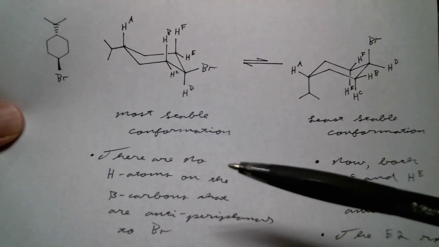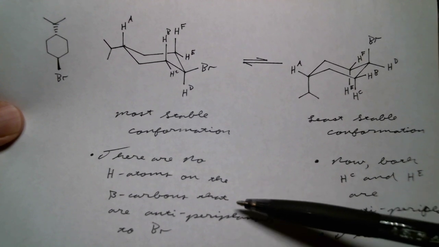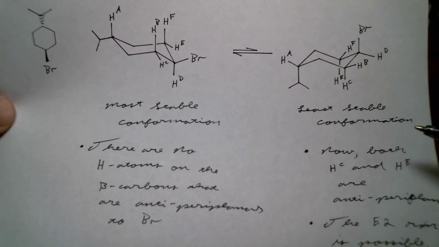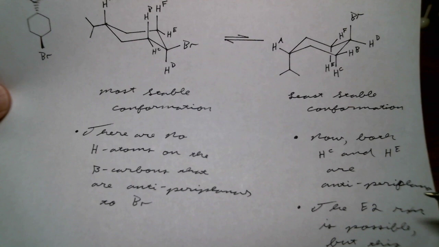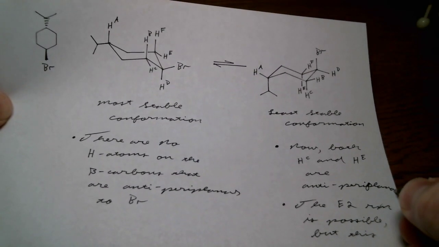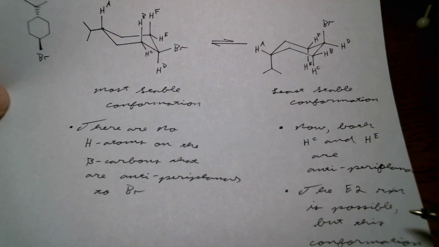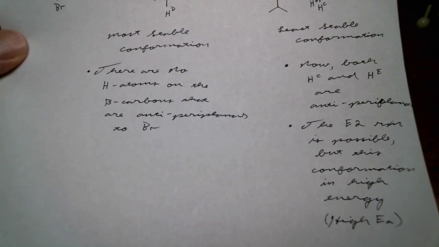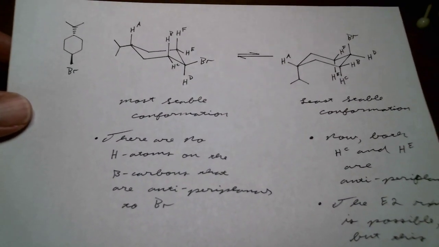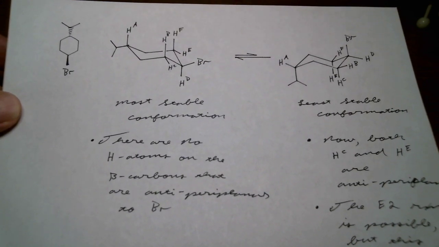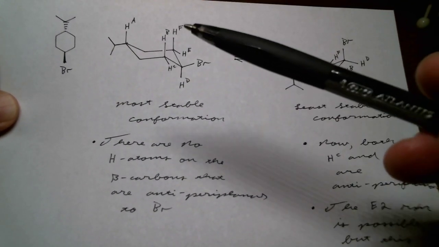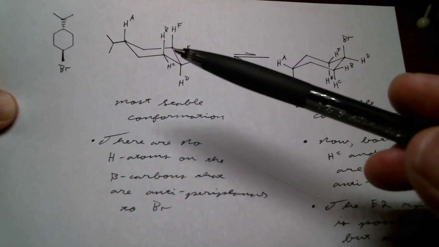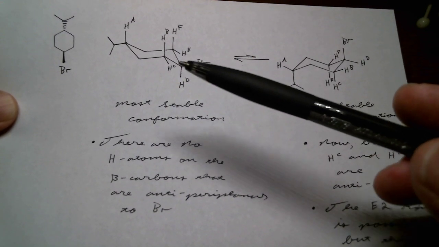So in the most stable conformation, there are no hydrogen atoms on the beta carbon that are anti-periplanar to bromine. In the least stable conformation, however, both Hc and He are anti-periplanar. And the E2 reaction is now possible, but that conformation is high in energy. It has a high activation energy, so it would be slow, and it would not want to go. You could prove to yourself that neither HF nor He is anti-periplanar to this bromine by drawing a Newman projection for this most stable conformation.